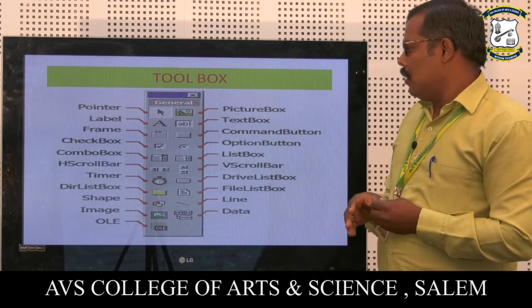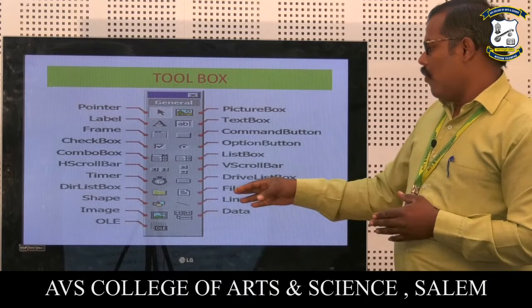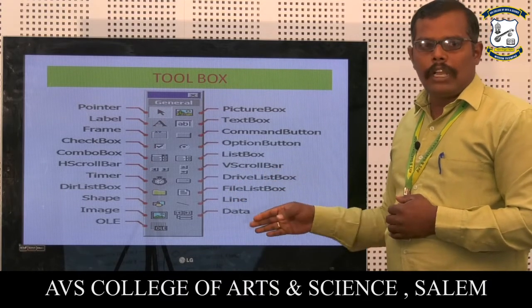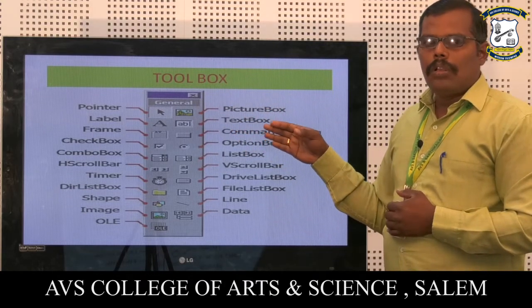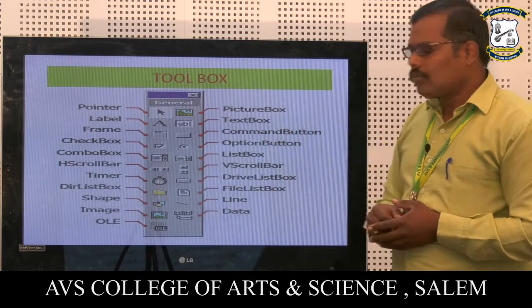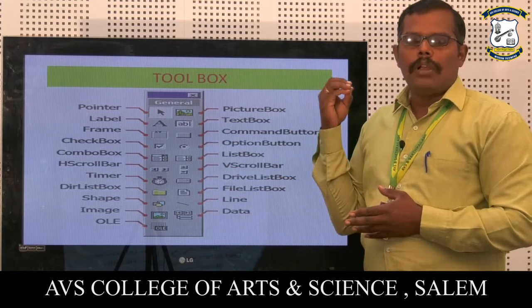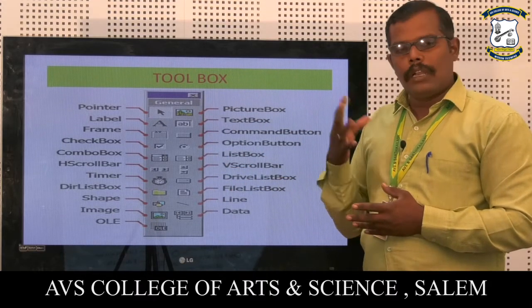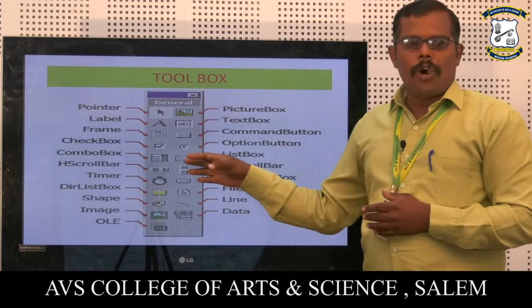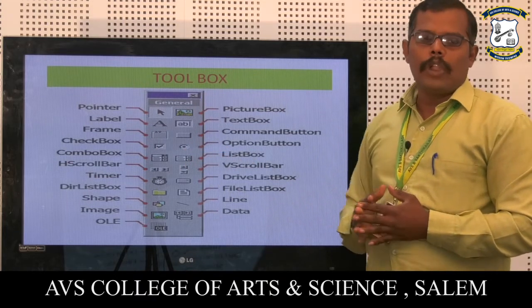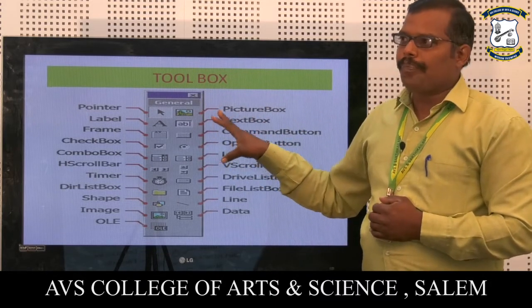Next, option button, list box, vertical scroll bar, drive list box, file list box, line, data, pointer, label, frame control, checkbox control. Next, combo box control, horizontal scroll bar, and timer. For developing any kind of quiz program, we will use the timer control. Next one, directory list box, shape, image, OLE. So these are all the important toolbox controls available in VB.